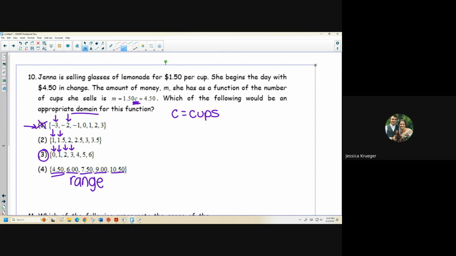If she doesn't sell any cups, she's going to have $4.50. If she sells 1 cup, she'll have $6. 2 cups, she'll have $7.50 total, and so on. Okay, so we can eliminate 2 because nothing up here says she's going to sell a part of a glass of lemonade.